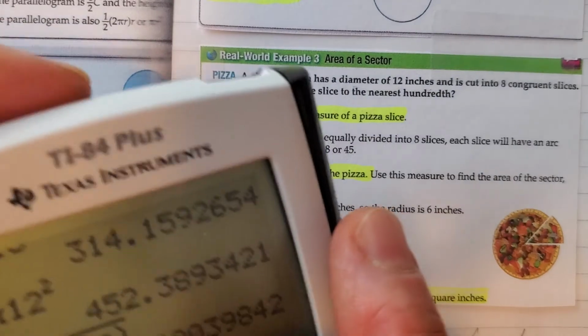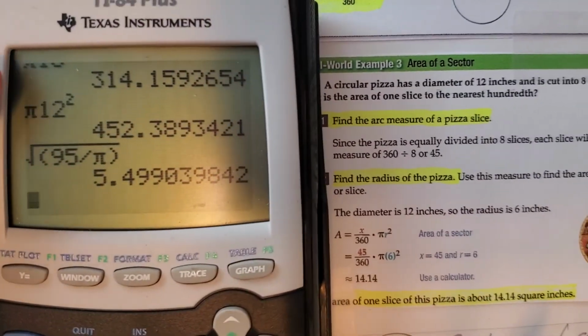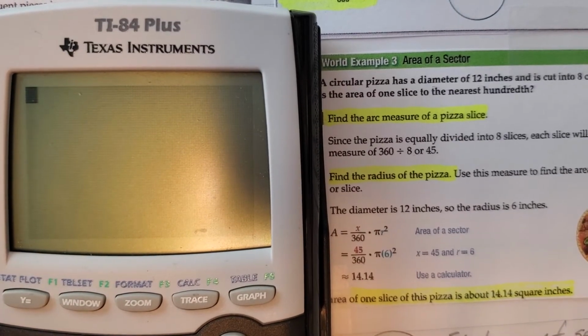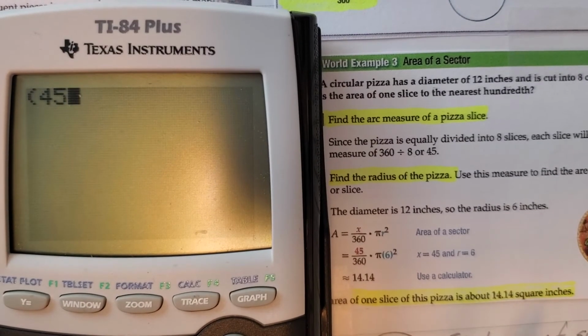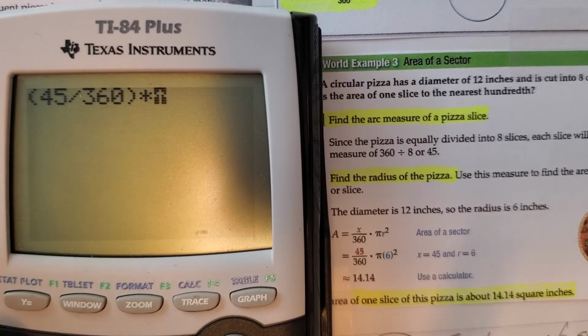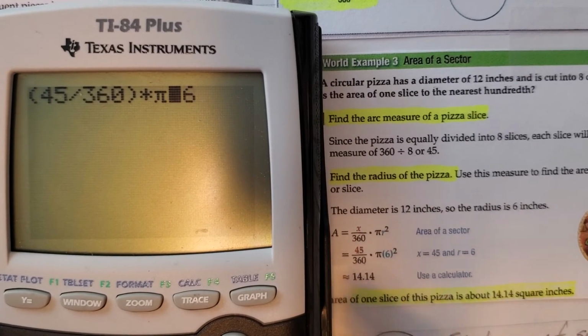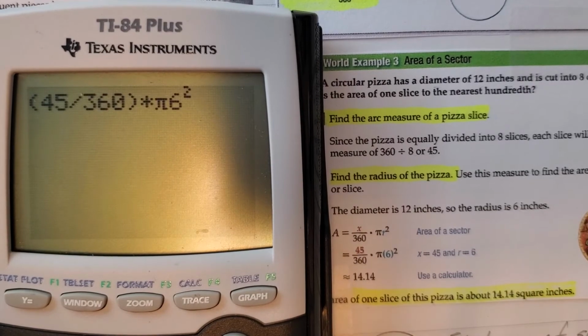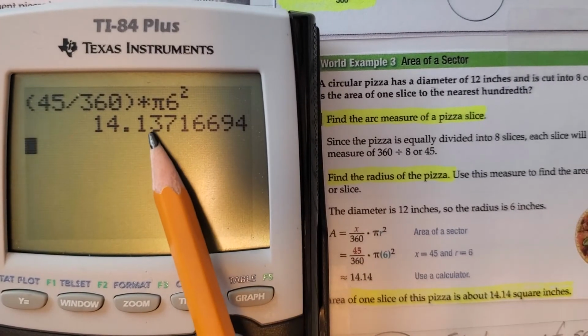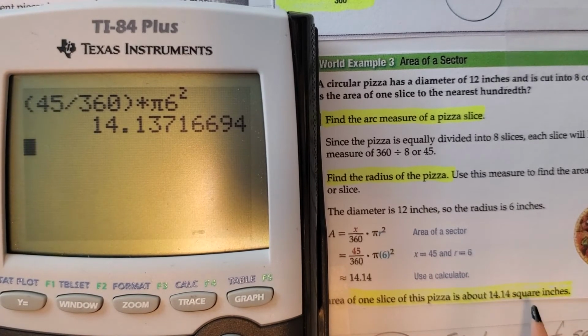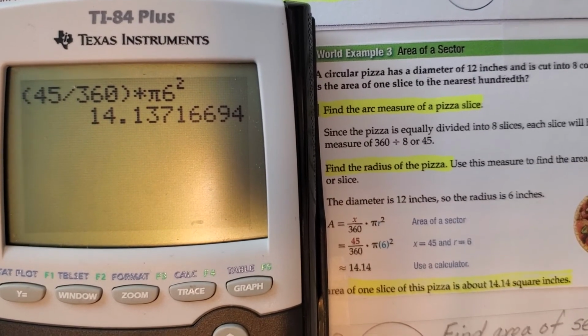Now, let me move this over so I can have the calculator in here. On the calculator, I'd clear, then go parentheses 45 divided by 360 parentheses times pi times 6 squared, enter, and you get 14.14. So the area of one slice of pizza is about 14.14 square inches. Remember, area is square in nature. Okay, and that's how you do that part.